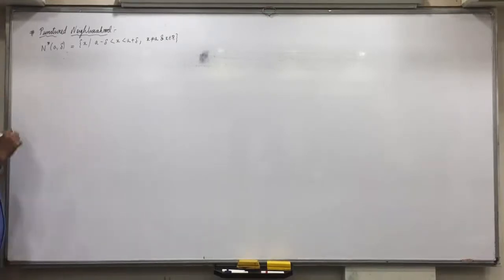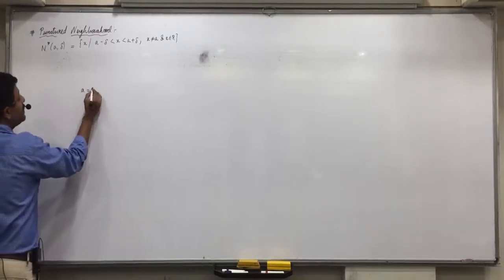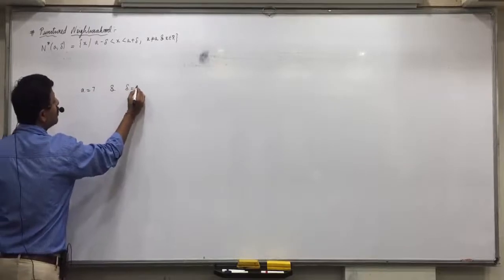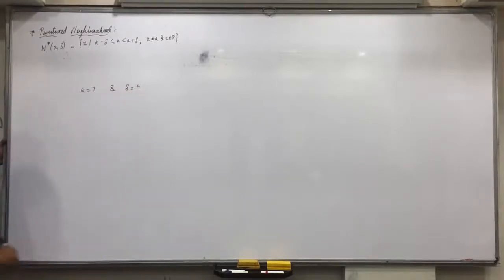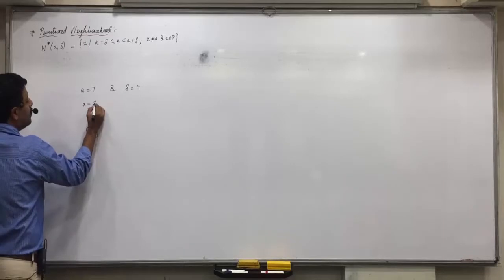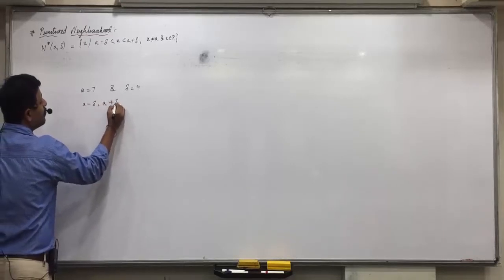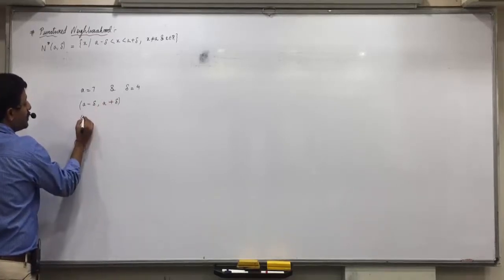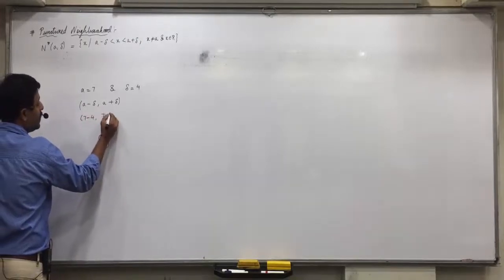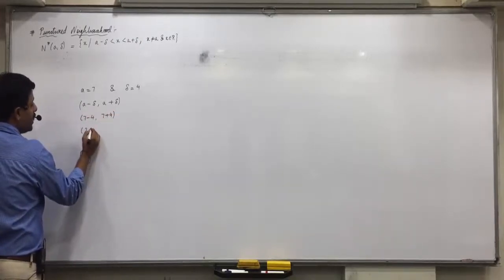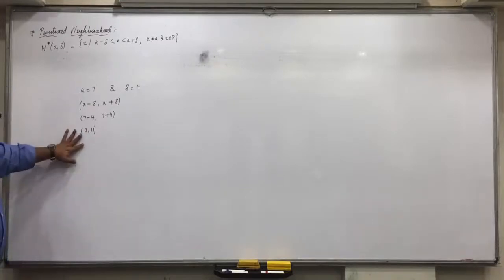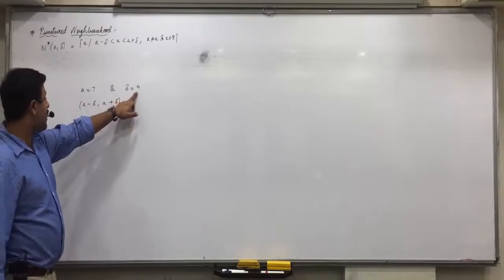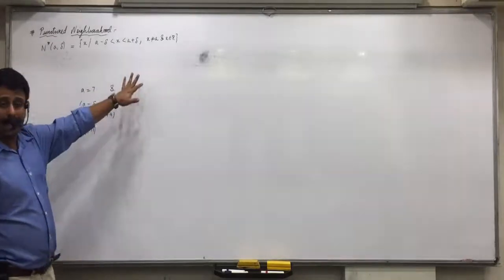Understand with an example. Suppose, tell me any two numbers. 4 and 7. Suppose A is 7 and delta is 4. Now it will be A minus delta, 7 minus 4, and A plus delta, 7 plus 4, that is 3 and 11. So the neighborhood form of 7 and 4 means the value of X is between 3 and 11.